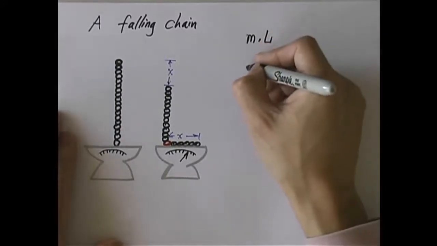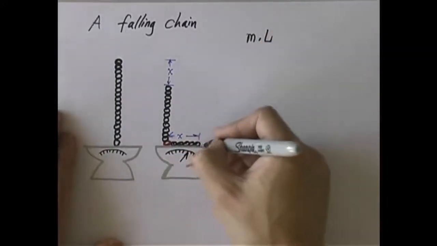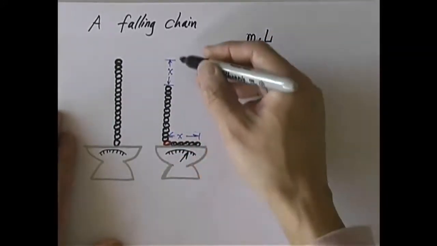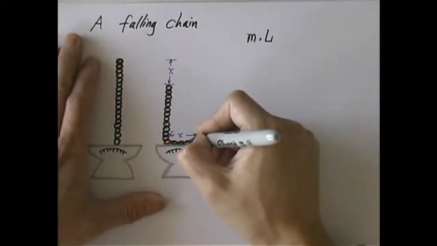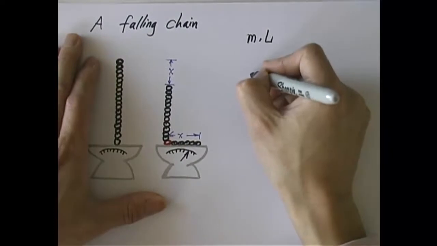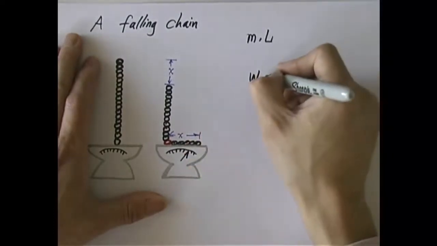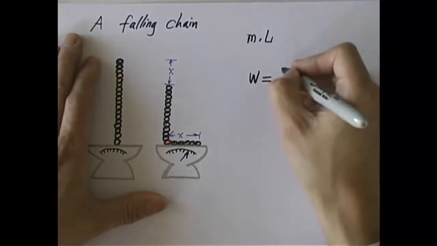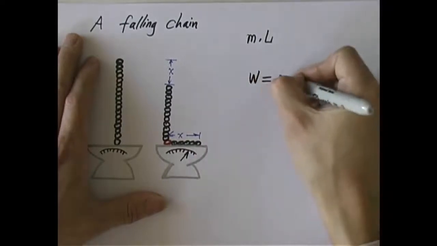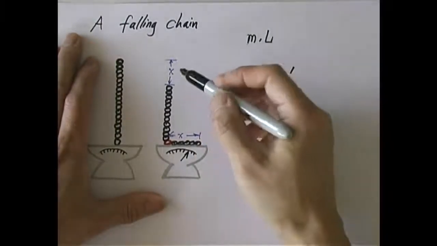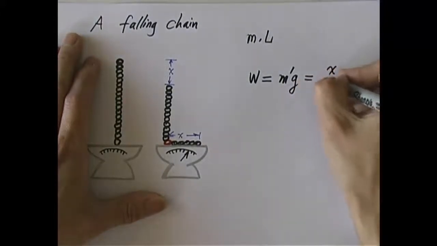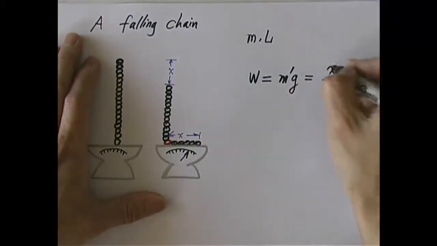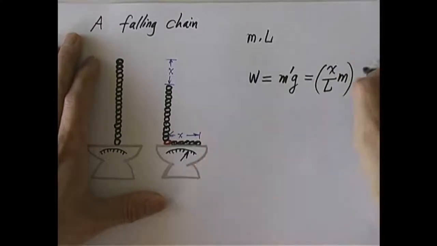That's the mass of that part times the acceleration of gravity. Let's call this force W, the weight. W equals the mass of the part of the chain, m prime, times g. What's m prime equal to? m prime equals x over L, that's the fraction, times the total mass. That's the mass of the part of the chain that's already on the scale, times g.